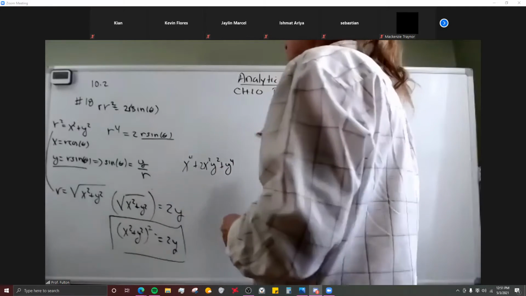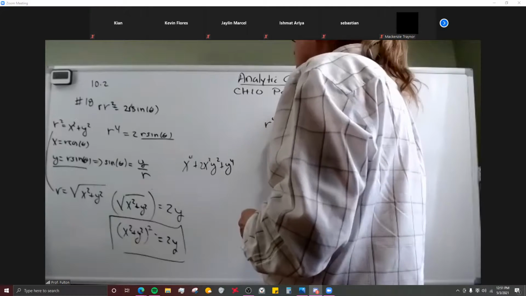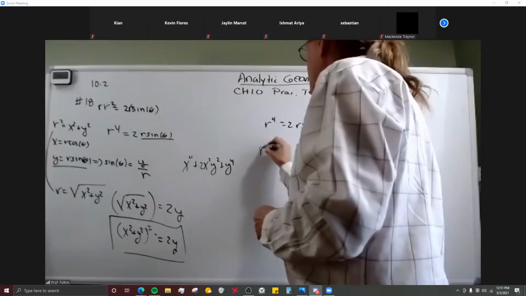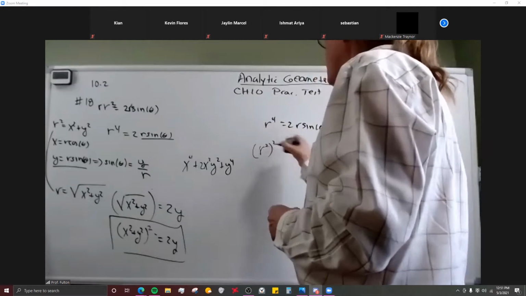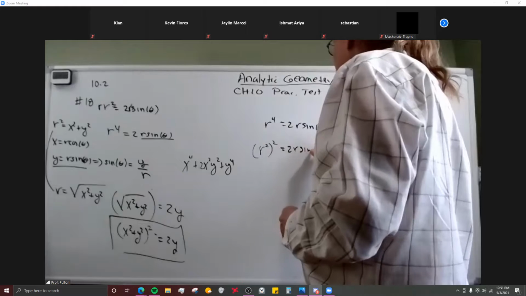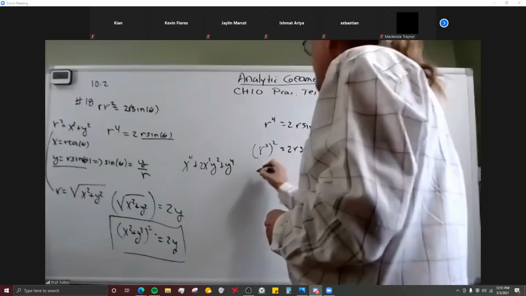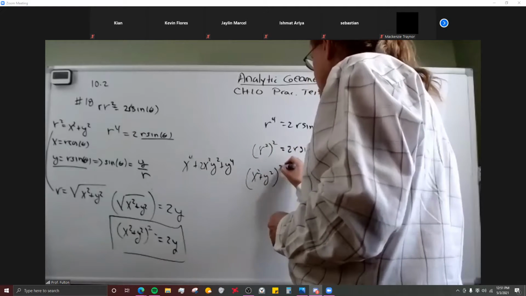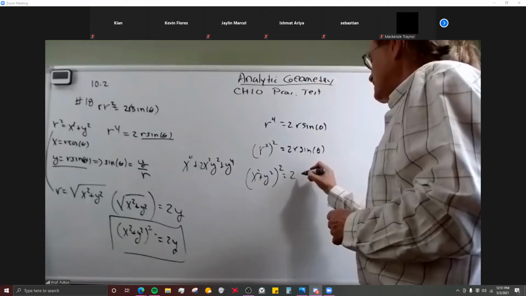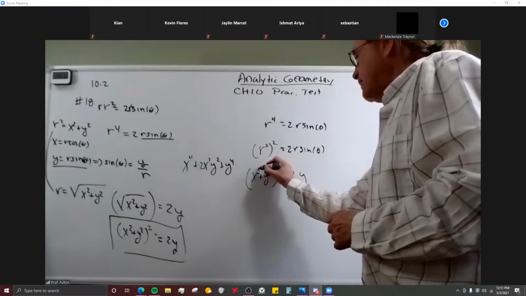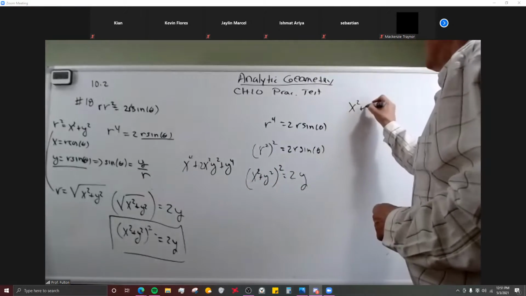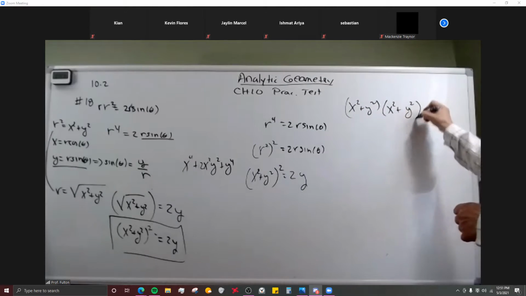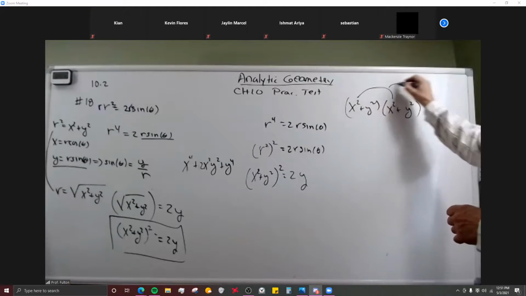So then what I'd end up with is r to the fourth is equal to 2r sine of theta. Well, I could write that as r squared squared, that's r to the fourth, equals 2r sine of theta. r squared is x squared plus y squared, quantity squared. r sine theta is y. So if I square this, remember, x squared plus y squared is quantity squared. I don't just get x to the fourth, y to the fourth, I get a middle term. So I'm distributing that twice and that twice.